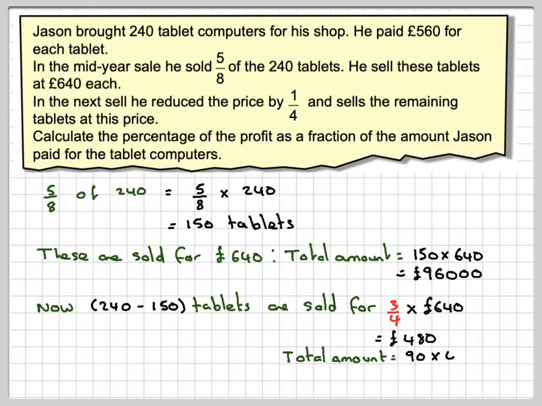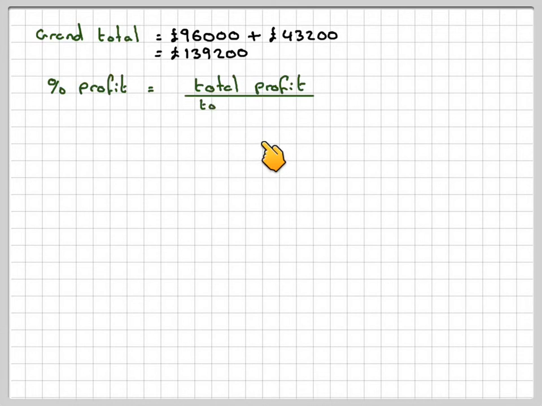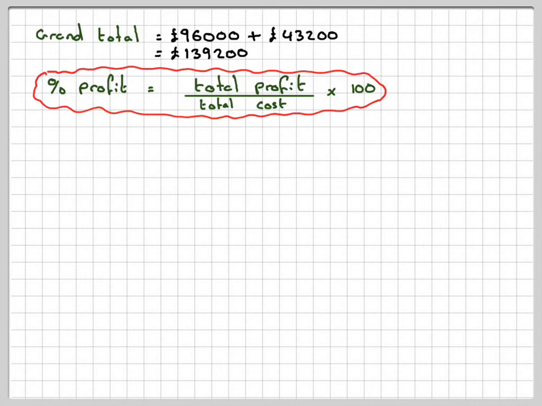So that total amount will be 90 times 480, which gives me 43,200. So these two prices together are added together to give me the total amount taken. So the grand total taken will be 96,000 plus 43,200, which is £139,200.